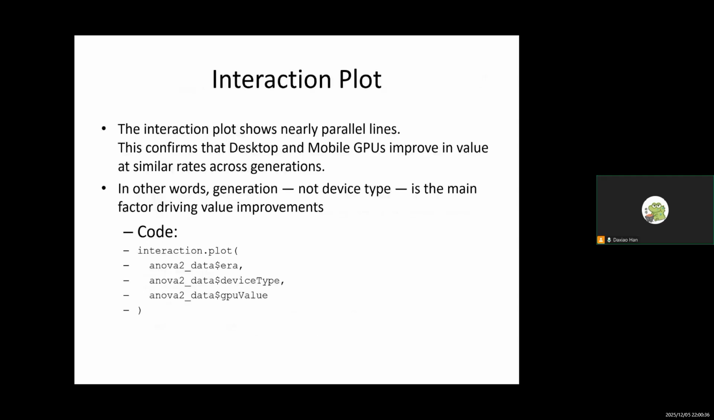This is the result. So the next part is the interaction plot. The interaction plot shows nearly parallel lines. In other words, generation, not device type, is the main factor driving value improvements.